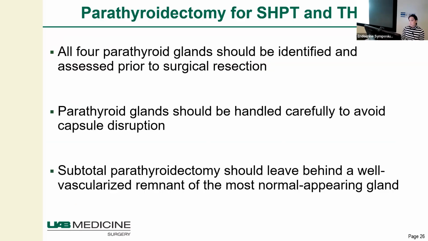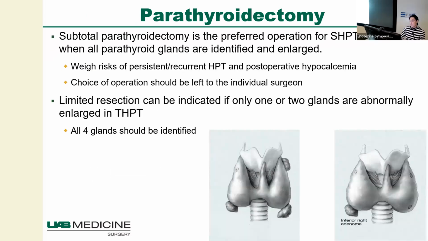We always look at all 4 glands. We want to make sure that we're identifying them before resecting anything. With the parathyroid glands, we want to make sure that we're handling them carefully to avoid capsular disruption. Number 1, to maintain the blood supply, but also to make sure that they're not getting parathyromatosis. And then usually prefer doing a subtotal parathyroidectomy, leaving behind a well-vascularized remnant. That's the best way to prevent post-parathyroidectomy hypoparathyroidism. And usually choosing the most normal looking gland to leave that remnant because that's going to help with recurrence.